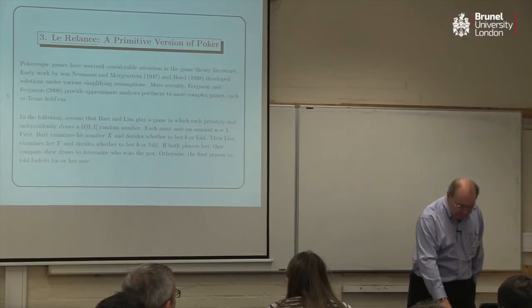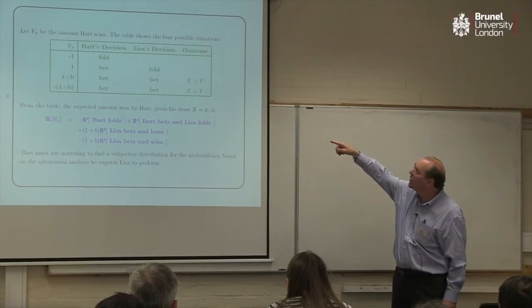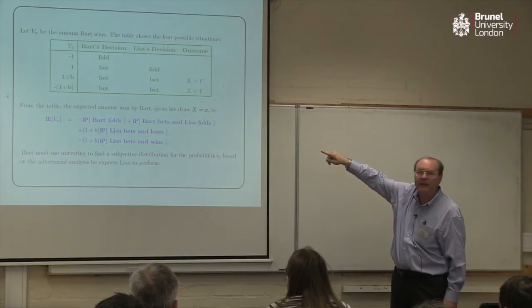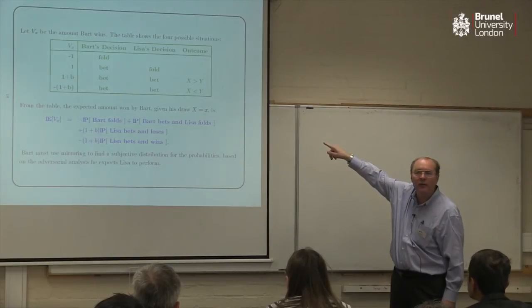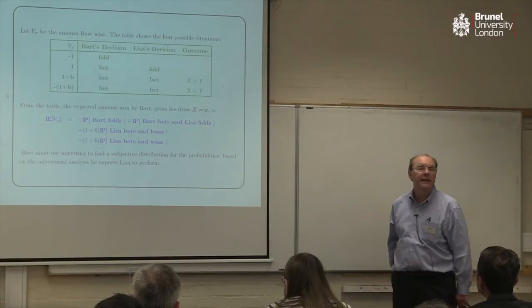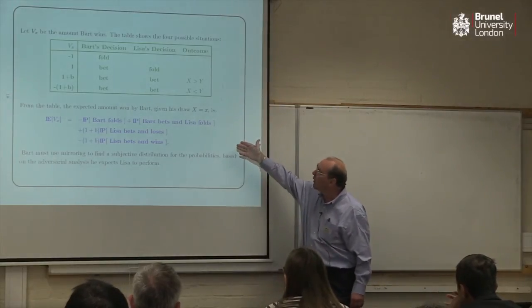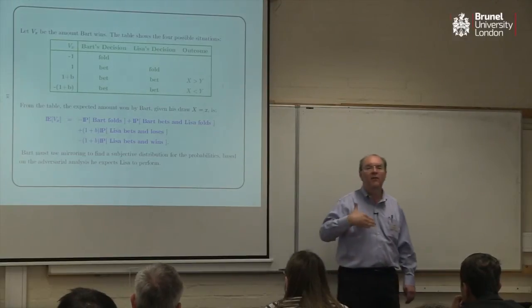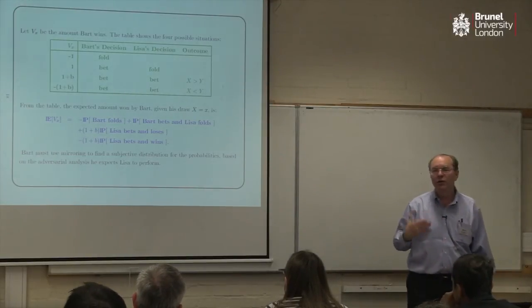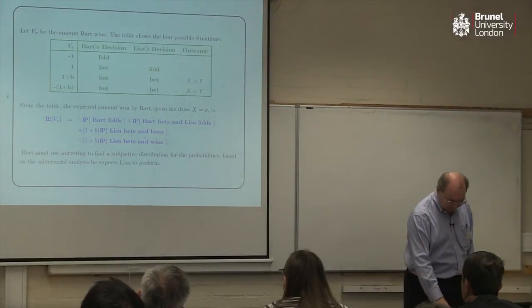If they both wind up betting B dollars, they compare their two numbers, and whoever has the larger random number wins the pot. So here are the outcomes from Bart's perspective. Bart can lose $1 if he folds. He'll gain $1 if he bets and Lisa folds. He'll gain 1 plus B dollars if he bets, she bets, and his X is greater than her Y, and otherwise he loses 1 plus B dollars. So the expected value of the game to Bart is going to be this thing. And we want to find the strategy that Bart should use in order to maximize his expected return.